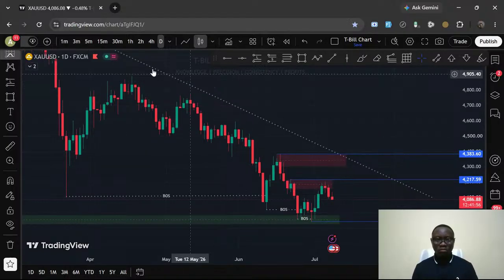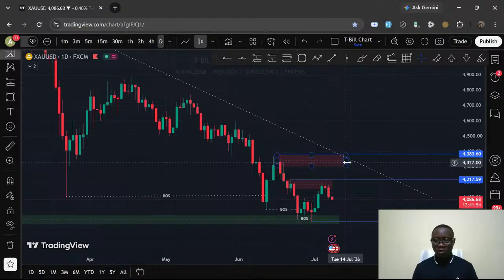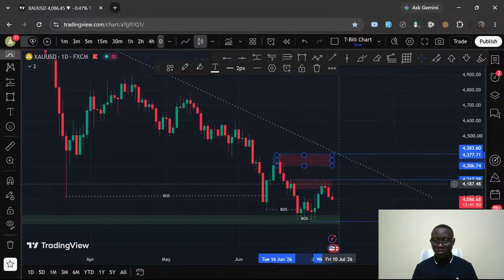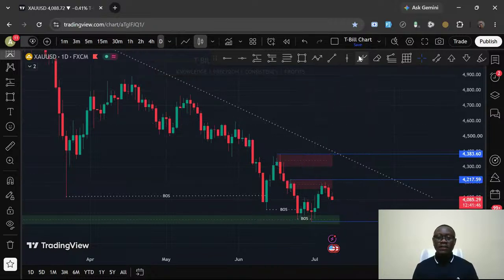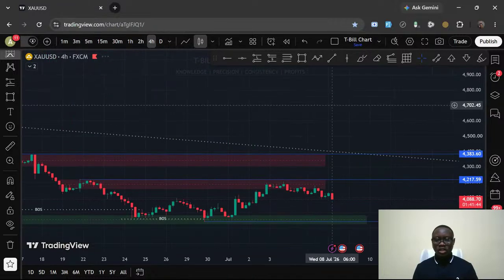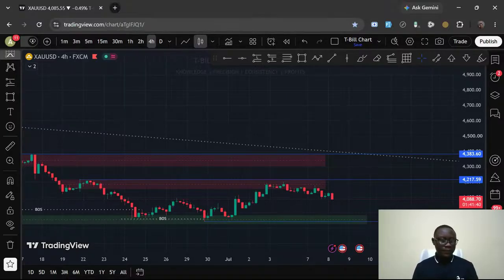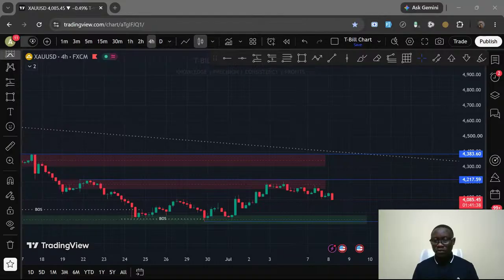We can if we got the confirmation to do so. All right, so this is the zone I'm looking at for my point of interest, of which price has already tapped into and is currently selling. So let's drill down to the 4H time frame.